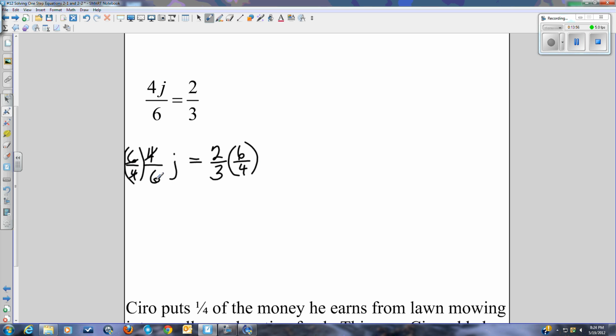The 4's and the 6's cancel. We can cancel, the 3 goes into 6 twice, it goes into 3 once. 2 goes into 2 once, goes into 4 twice. So we end up with 1 times 2 is 2, and 1 times 2 is 2. J is equal to 2 over 2, so j equals 1.